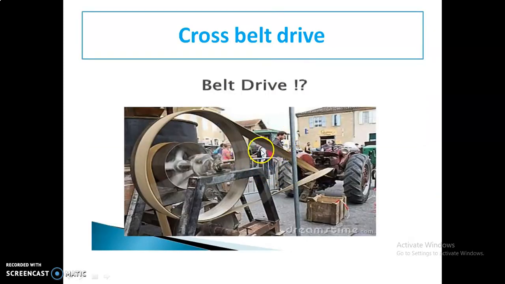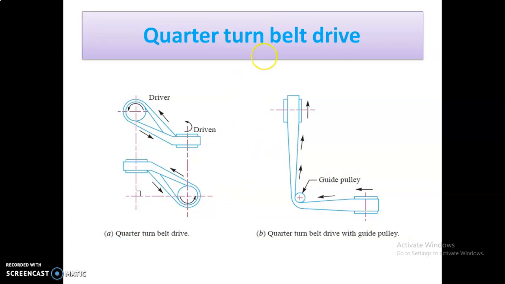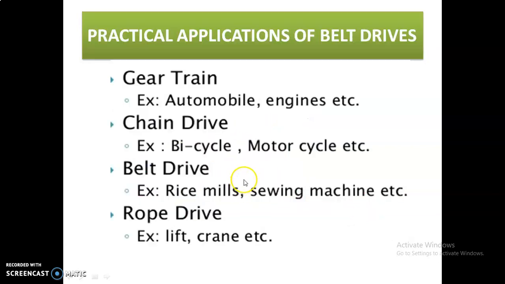So this is another example for the cross belt drive. Generally we use it in floor mills and oil mills. So this is about cross belt drive. Another diagram for the cross belt drive. Next, quarter turn belt drive. We don't have quarter turn belt drive in our syllabus. I am just showing, this is quarter turn belt drive.